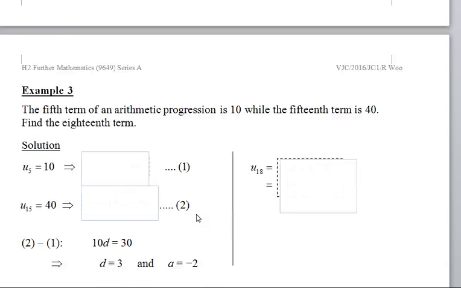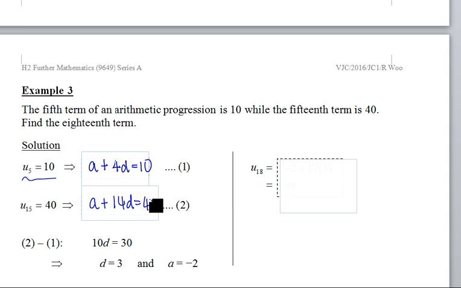Example 3. The fifth term of an AP is 10, and the 15th term is 40. Find the 18th term. Again, this is slightly trickier because you don't know the first term, but never mind, we make use of the idea that fifth term is 10, therefore, a plus, how many d? a plus 4d is 10. And a plus 14d is 40.